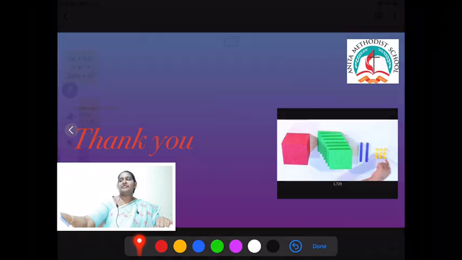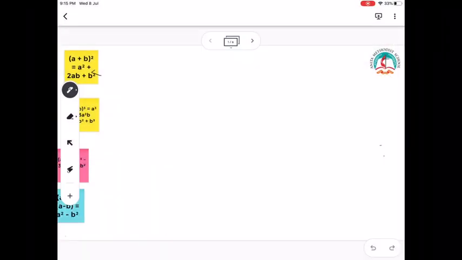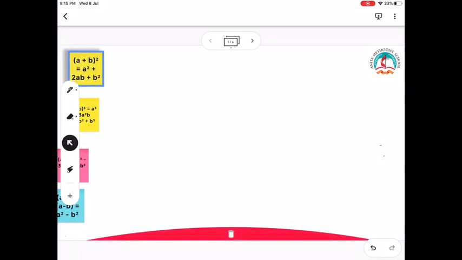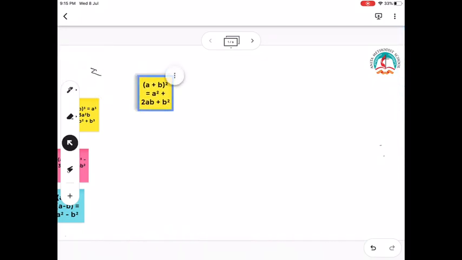Okay children. Next we recall some identities. (a + b) the whole square is equal to a square plus 2ab plus b square. Do you remember, children? (a + b) the whole square is equal to a square plus 2ab plus b square.